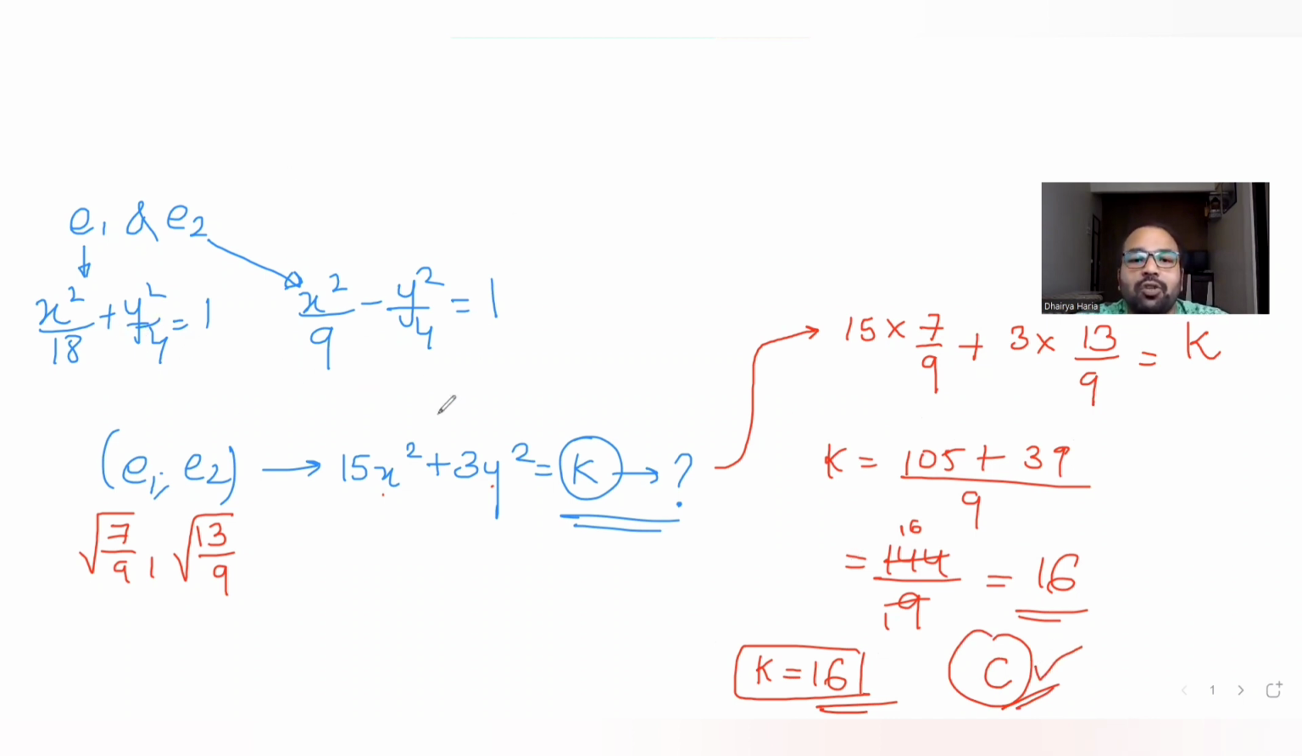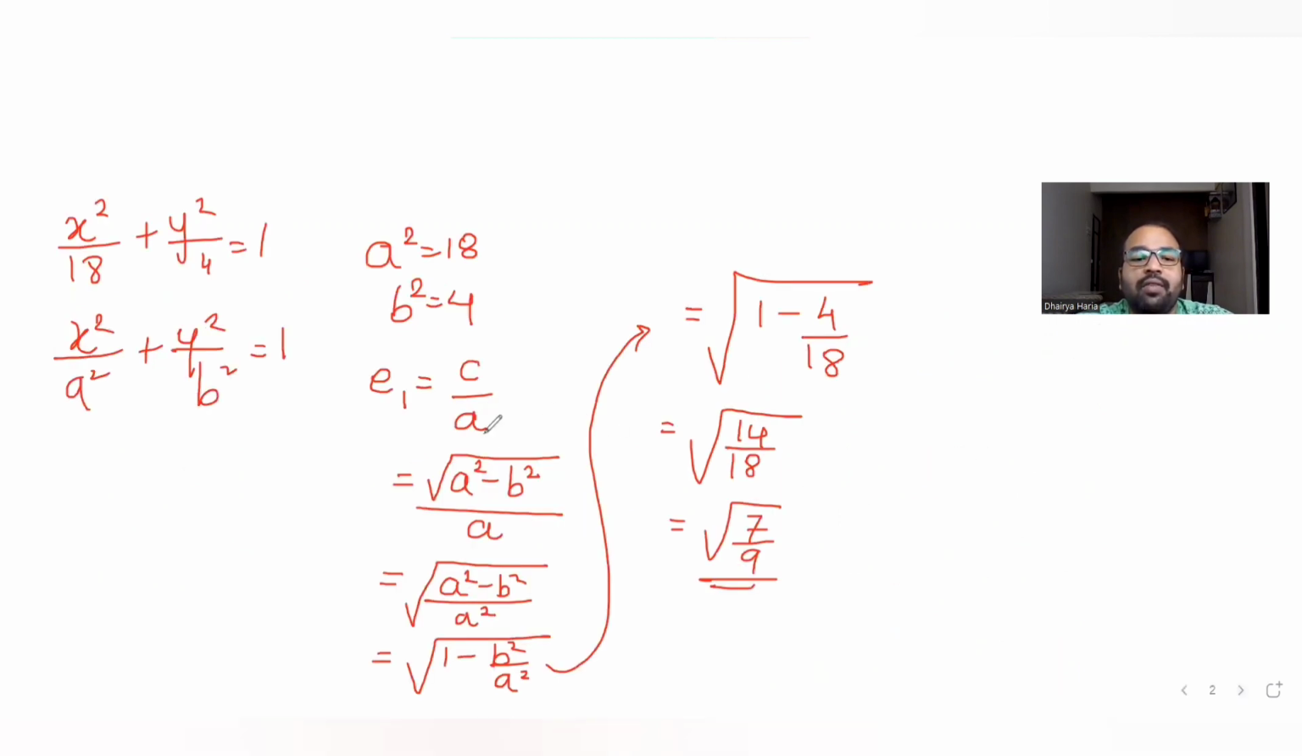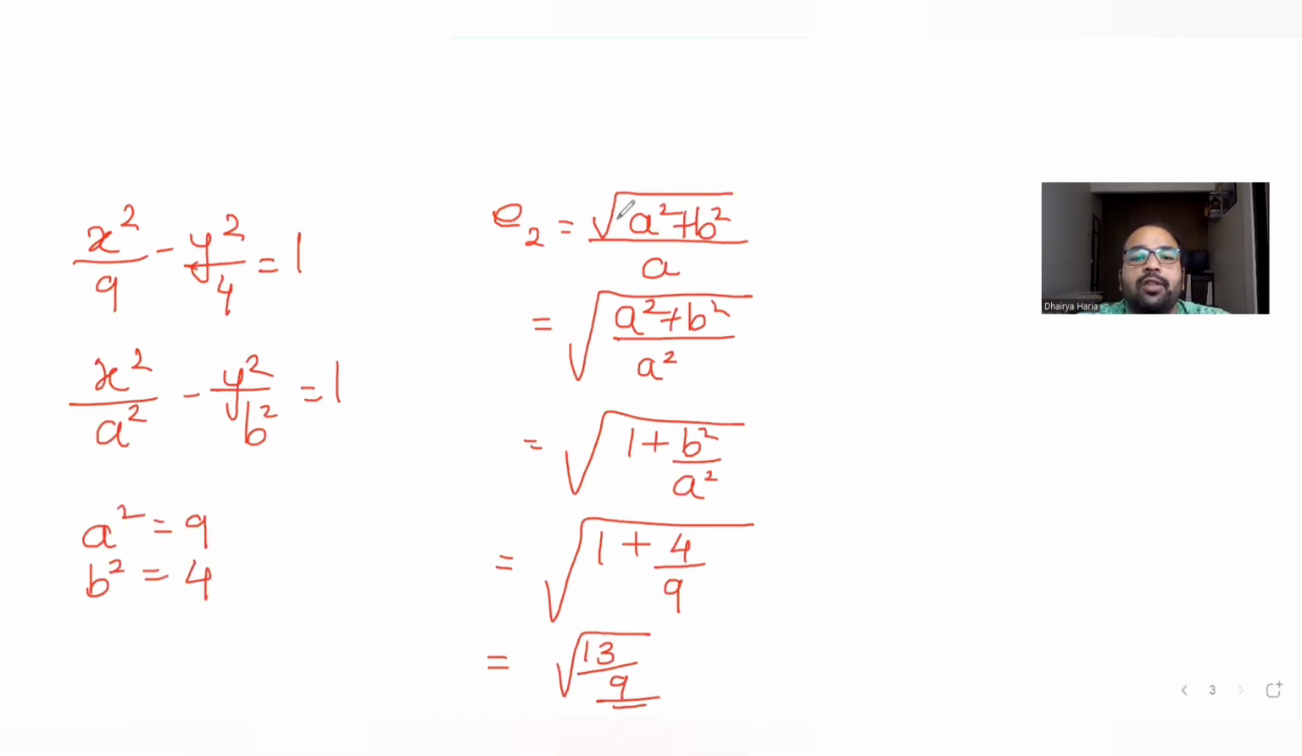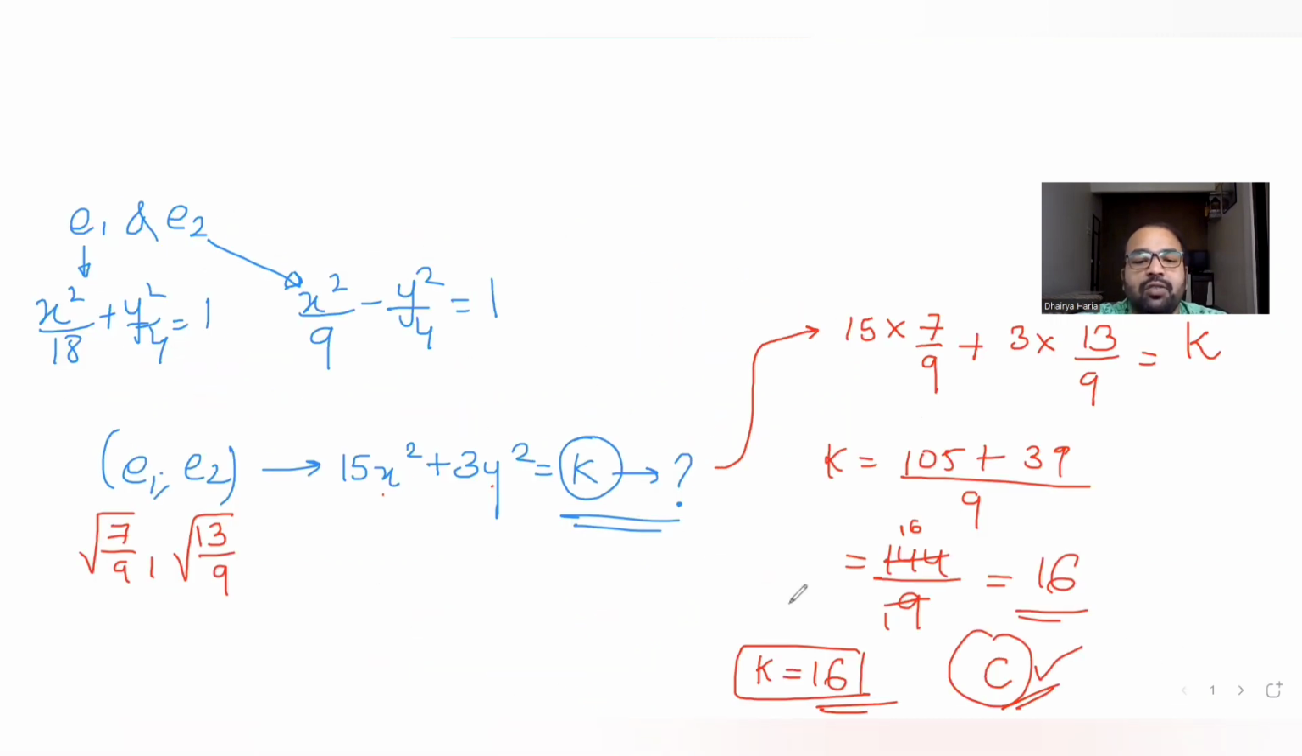I hope you have understood. This was a pretty easy question wherein you just need to know the formulas for the eccentricities of the ellipse as well as the hyperbola, wherein the formula for the ellipse is root of a square minus b square by a, and for the hyperbola it is root of a square plus b square by a. And once you get the eccentricities, you just need to plug in the values in the equation of the ellipse given to find the value of k. That comes out to be 16.